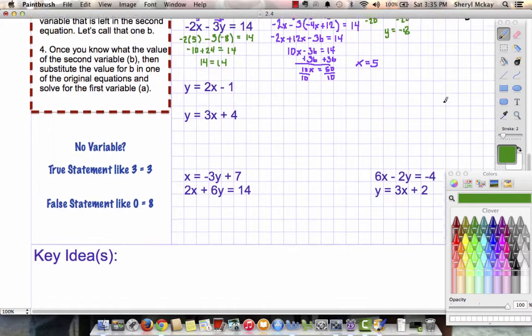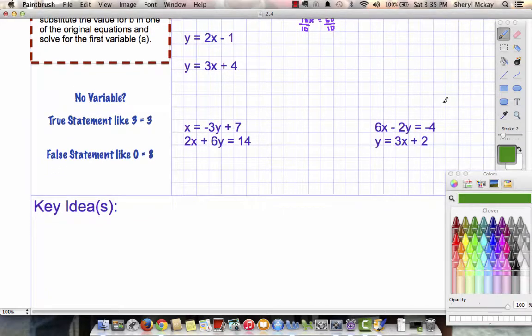Let's do another one. Let's look at this one. y equals 2x minus 1 and y equals 3x plus 4. Take a minute and you decide what is the variable that we should isolate, because that's always our first step. What variable should we isolate?